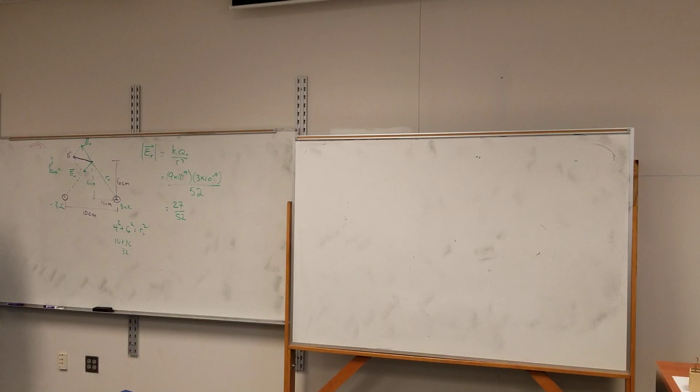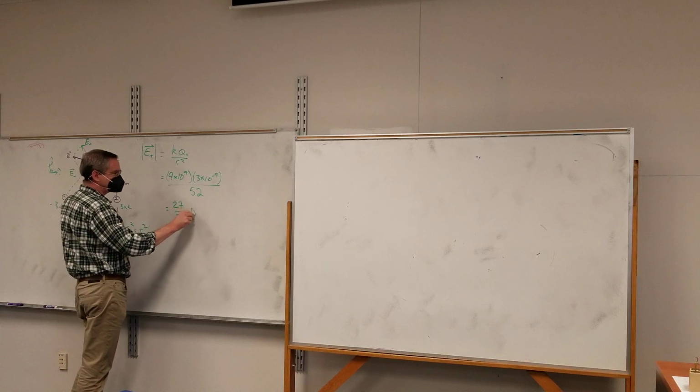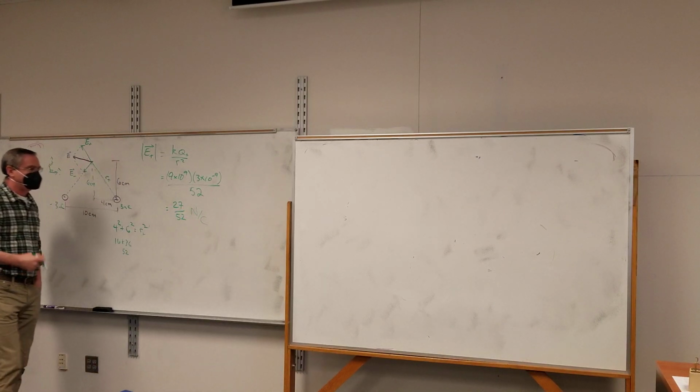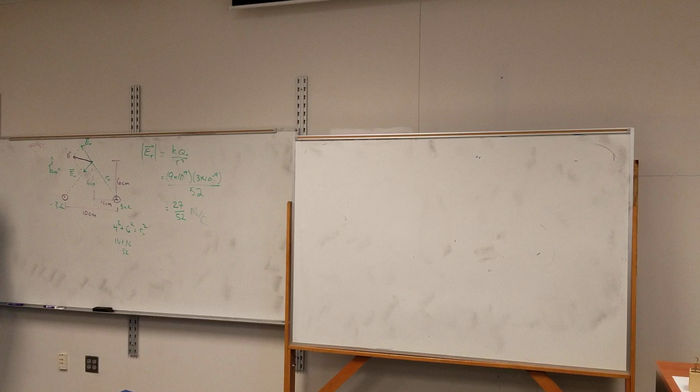Newtons per coulomb. Like you need it. Because if I put a charge at this point and multiply it times the electric field, I get newtons, which would be the force acting on it. So that's the number of newtons that will be exerted per coulomb that's sitting there. It's 27/52. That's as reduced as that fraction can go without going to decimals.